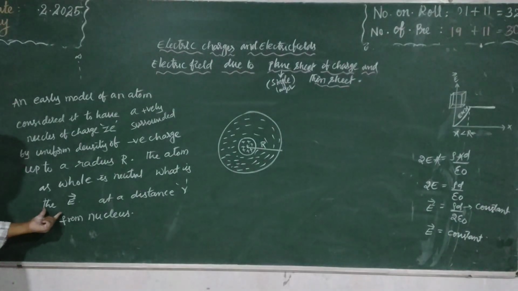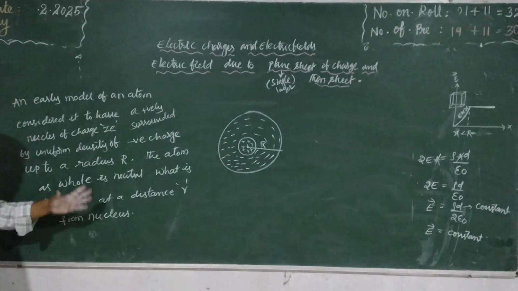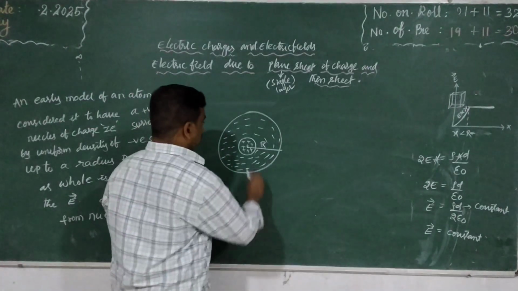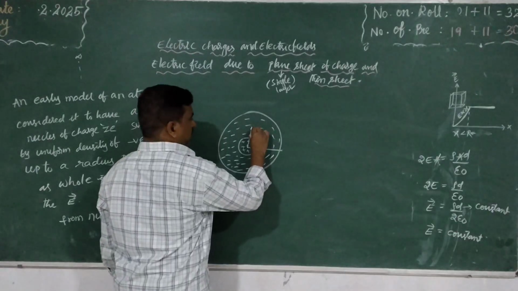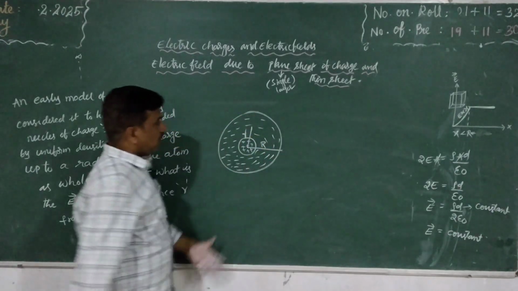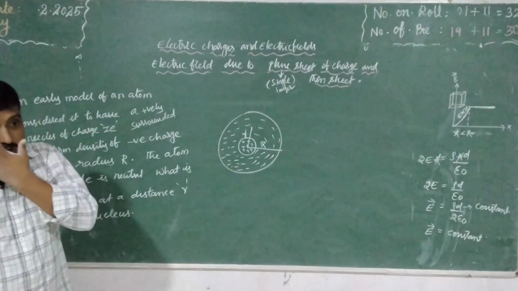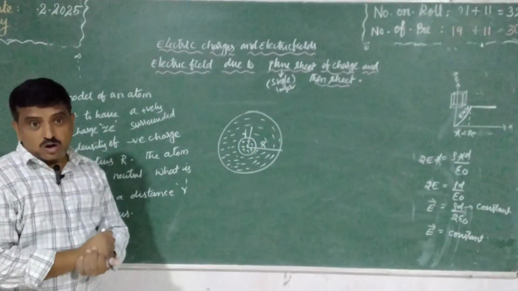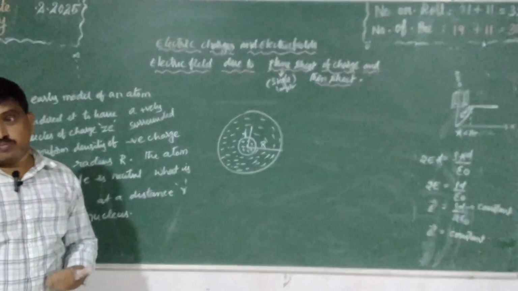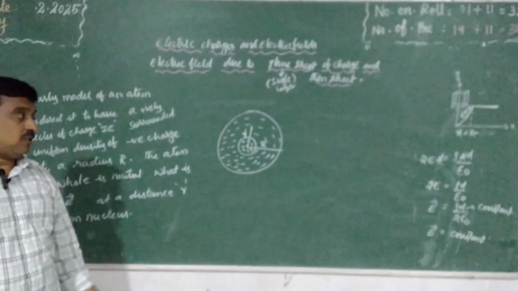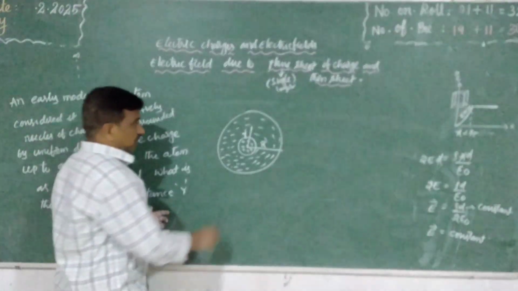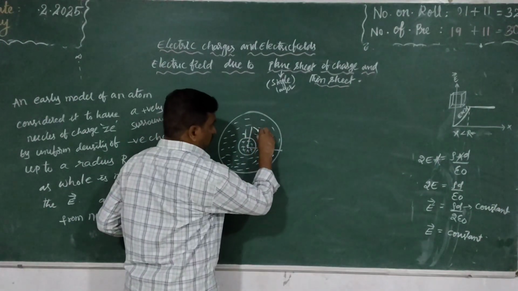But what is the electric field at a distance r from the nucleus, outside and inside? We want to find that out. For a small distance r inside the atom, what is the electric field? And outside, at a distance from the center, what is the electric field? For that, we first select a Gaussian surface.